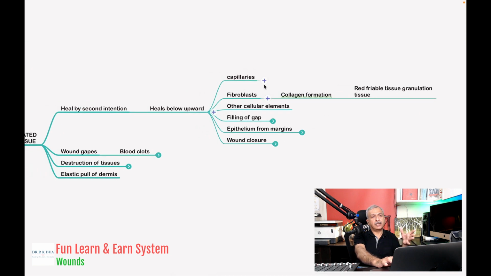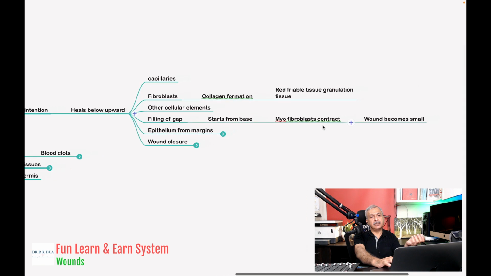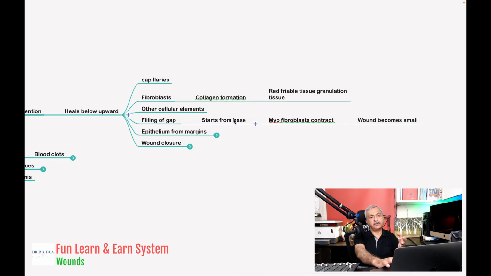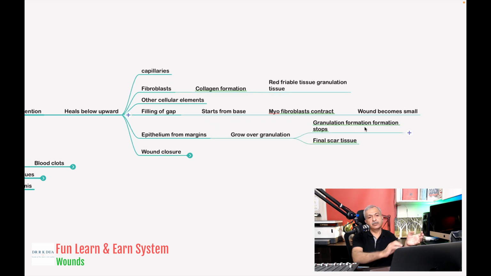So as I have discussed, capillaries, fibroblasts, and other cellular elements fill the gap, and then healing takes place from the base. Myofibroblasts contract and the wound becomes small. So the epithelium migrates from the margins, covers the granulation tissue, and when they meet from both ends, the migration of the epithelium stops and the final scar tissue is formed.